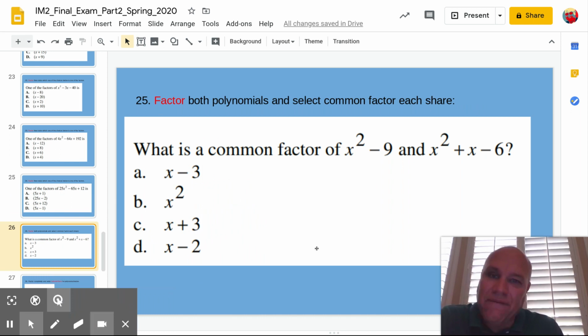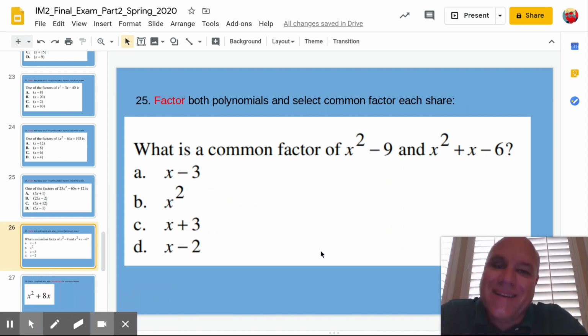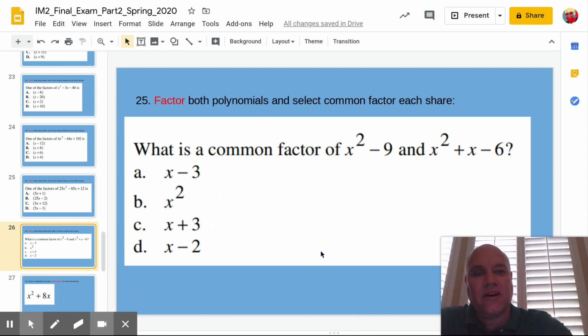Question 25 is beautiful. It says, what is the common factor of x squared minus 9 and x squared plus x minus 6? So what I'm asking you to do is factor x squared minus 9, and factor x squared plus x minus 6. And when you factor both of those, there should be a common factor between the two. All right, and that's what the answer is going to be.